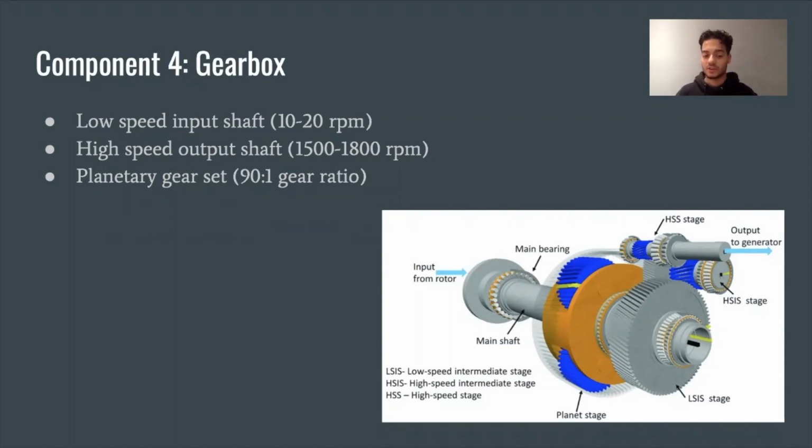Looking at a common GE 1.5 megawatt wind turbine, the input shaft rotates at approximately 20 revolutions per minute, and the output shaft must rotate at approximately 1,500 revolutions per minute in order to generate electricity. A common ratio for a wind turbine gearbox is approximately 90 to 1. So if the input shaft was rotating at 20 RPM, with a 90-to-1 ratio, it would produce a rotational speed of approximately 1800 RPM at the output shaft.